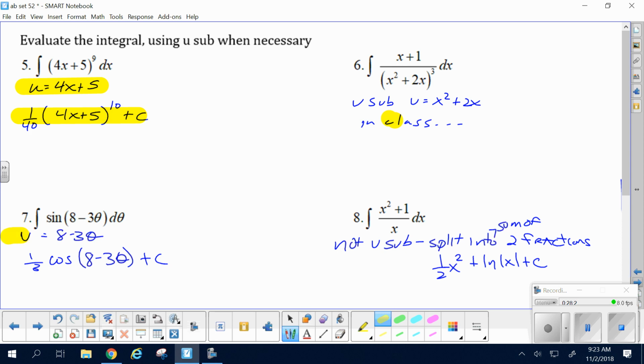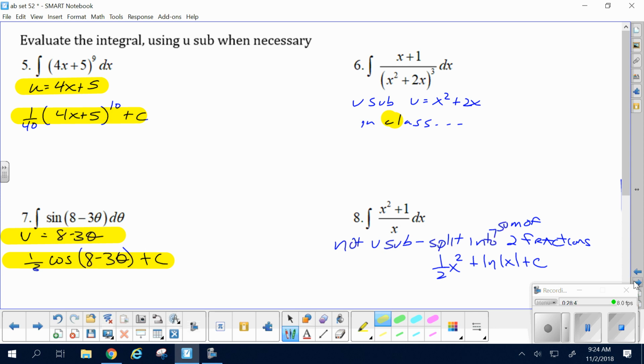For 7, I let u equal 8 minus 3 theta. Now, you actually are going to get 2 negatives along the way. One negative you'll pick up from the du, but you'll get another negative because the antiderivative of sine is negative cosine. Those 2 negatives actually knock each other out, so that's why you see a positive final answer. 1/3 cosine of 8 minus 3 theta plus C.